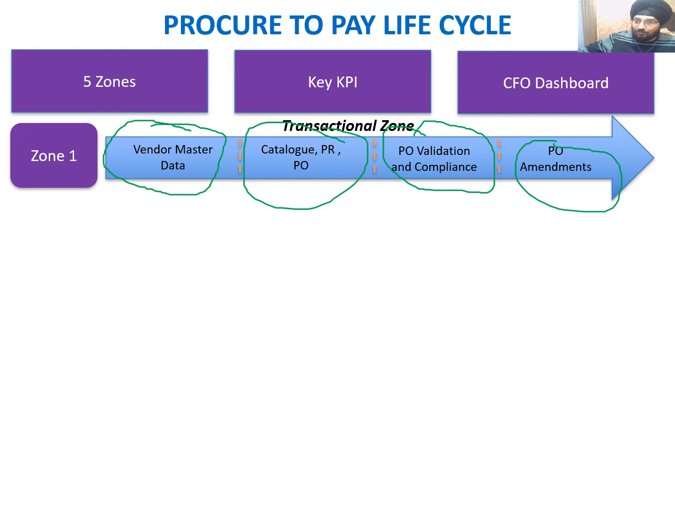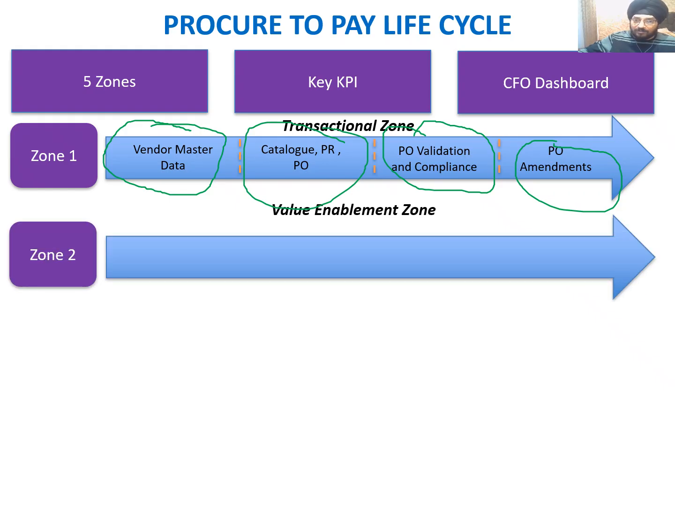What does the second zone hold for us? Okay, the second zone is the value enablement zone. What does this zone mean and what does this zone talk about? We normally call it zone 2, wherein we are doing the PO dispatch and delivery scheduling. So PO amendment, we are clear: PO has been created, PO has been amended.